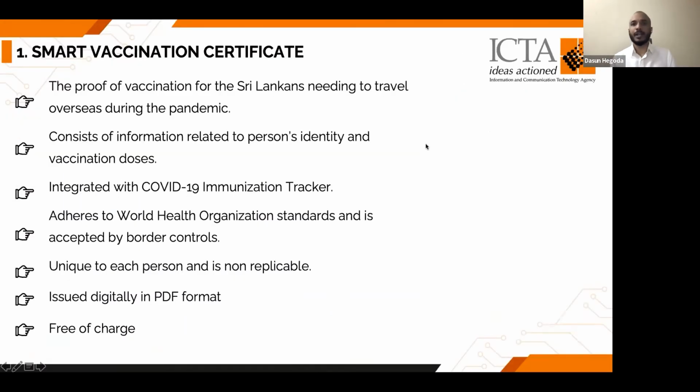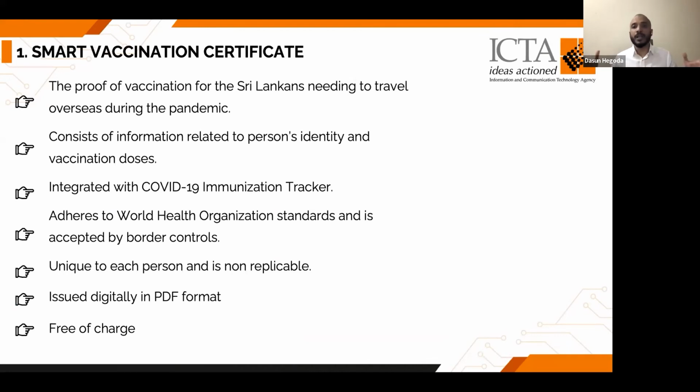The first project I'm going to talk about is the Smart Vaccination Program. It is the proof of vaccination for all Sri Lankans needing to travel overseas during the pandemic time. It consists of a person's identity and vaccination doses. The entire project is powered by DIVOC. I'm glad to see DIVOC has reached the 2 billion plus mark in credential issuance.